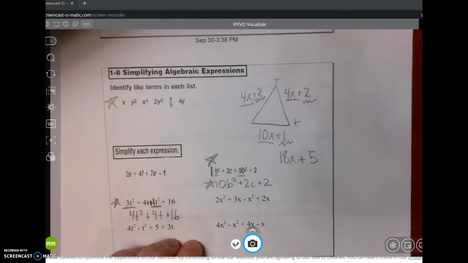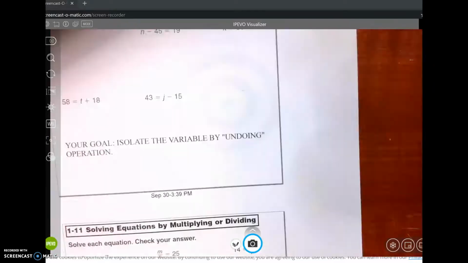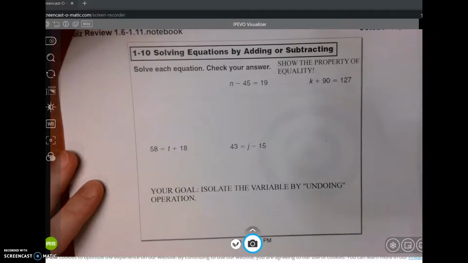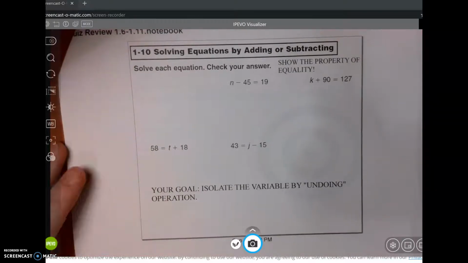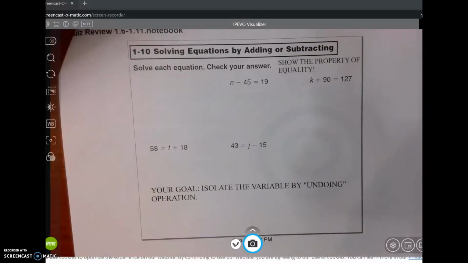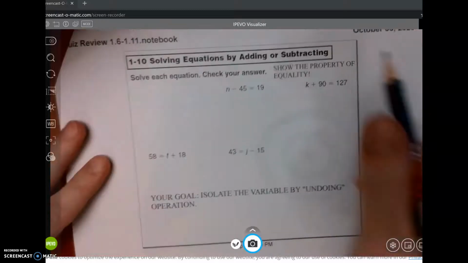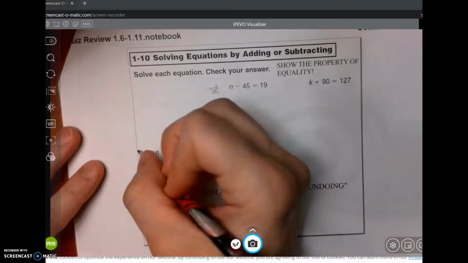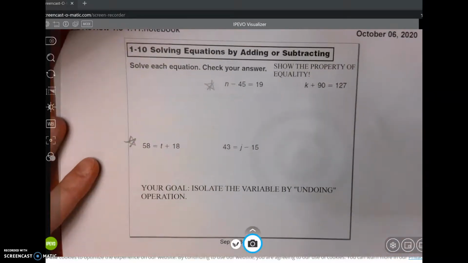The last thing we did is what we did yesterday, was solving one-step equations. We didn't do 1-9, and that will not be on the quiz. So for 1-10, it was addition and subtraction equations. So I've got this one and this one that we'll do. So pause the video, copy those down.